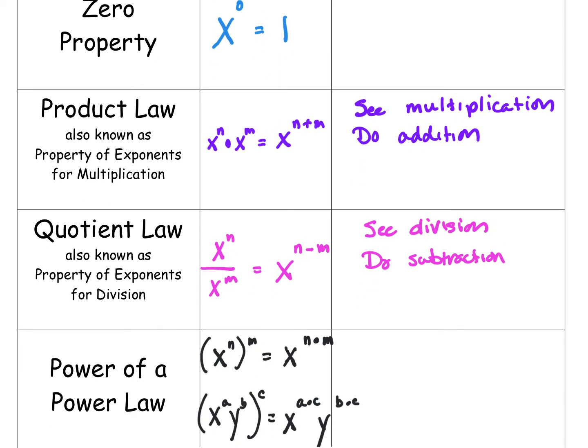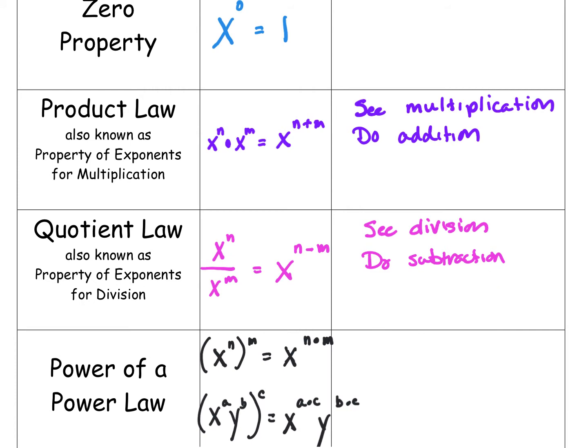Yesterday's lesson was the quotient law, also known as the property of exponents for division. So if I have a base that's raised to the nth power and I'm dividing by that same base raised to the m power, then I can keep the base and I take the top power n minus the bottom power m. And this one, order matters. So another way to look at this is I see division and I do subtraction with the powers.